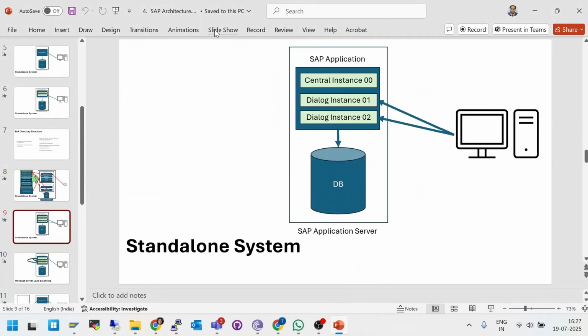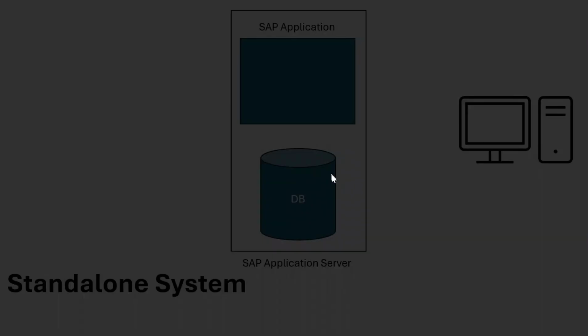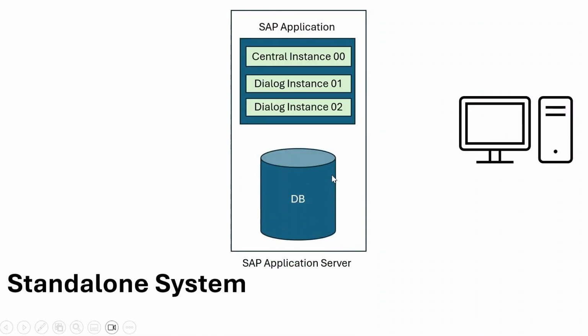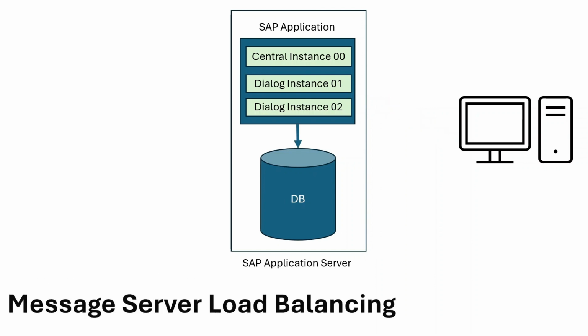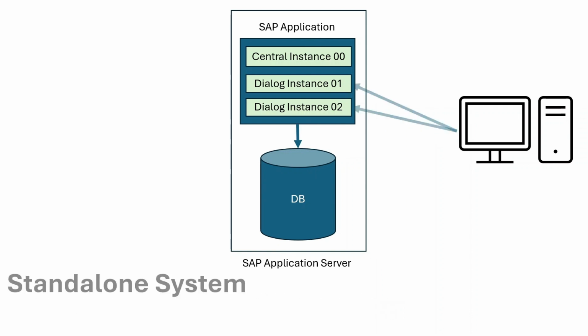All right. As I told you, yes, you can have multiple dialog instances, and the user can connect based on the GUI entry. They can mention 01 or 02 and they will connect to that dialog instance. The rest of the things happen in a similar way. But this is not the proper way, because if you mention 01 in your SAP GUI, you will always connect to 01. If you mention 02, you will always connect to 02.